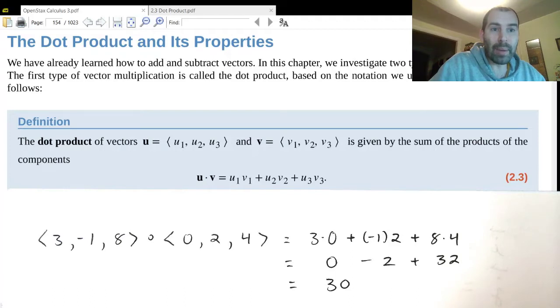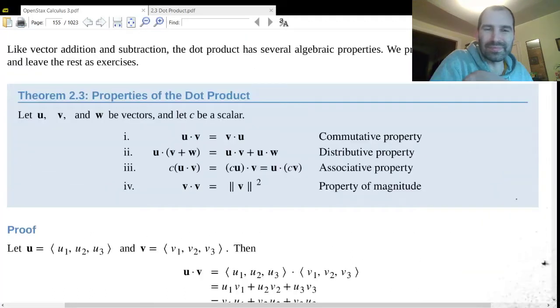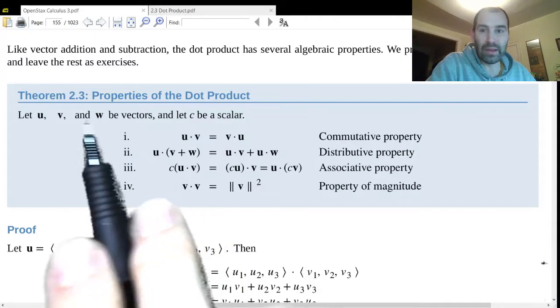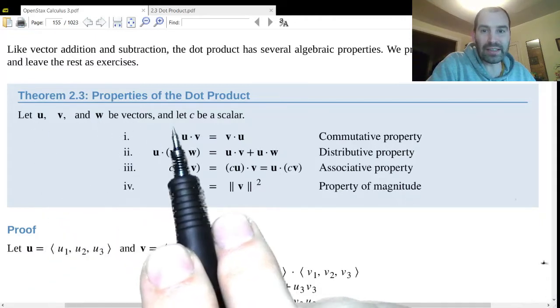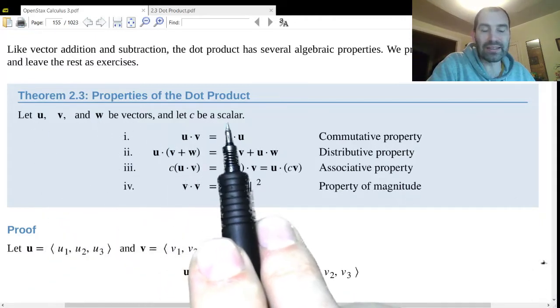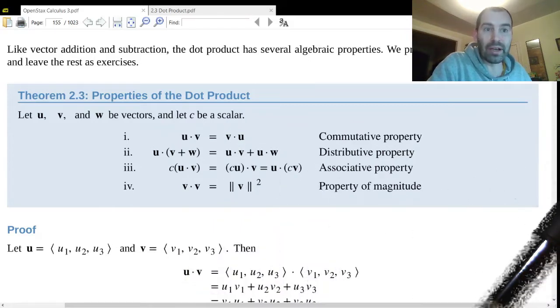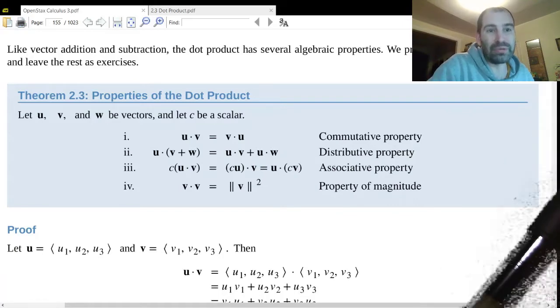What about some properties of dot product? Okay, so properties of dot product. So it says here, let u, v, and w be vectors. And those are going to be written in bold. And then it says, let c be a scalar. Now, I haven't used the word scalar yet, but this is terminology that we'll be using from now on. Scalar is just another word for number.